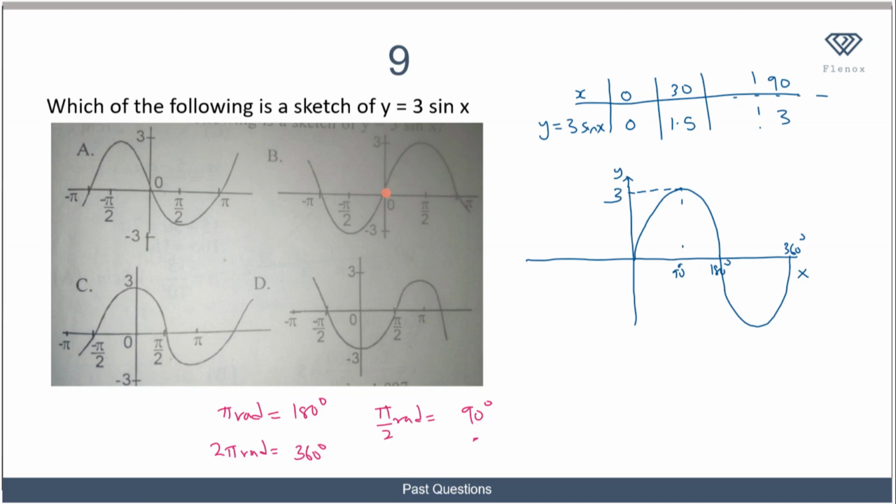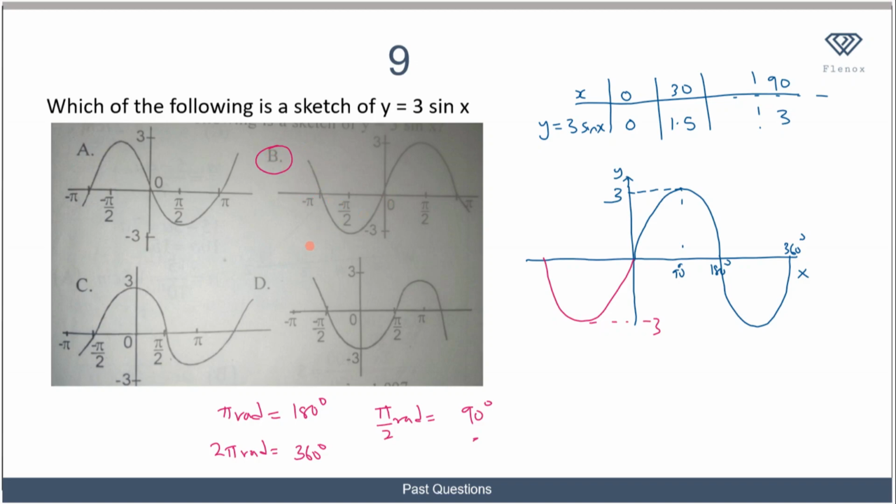So our graph starts from 0, then gets to the maximum at 90 before it comes down. And if we trace it in the negative direction, it gets to the minimum at minus 3, like you have over here, before it moves up. So this makes the correct option to this question Option B. The graph of y equals 3 sine x is option B, this graph over here.